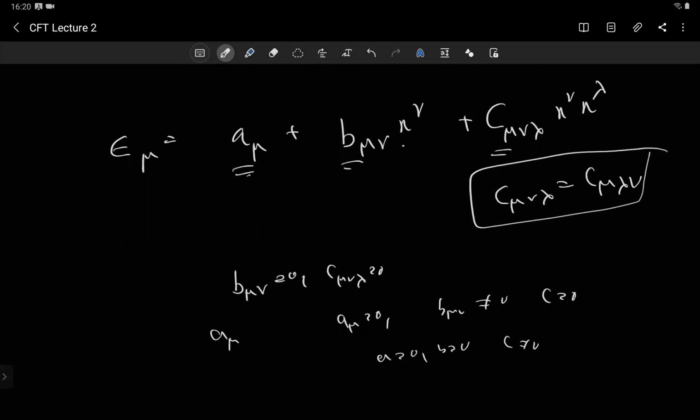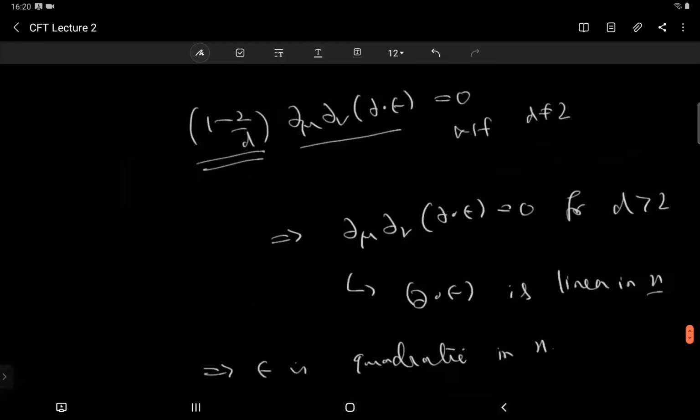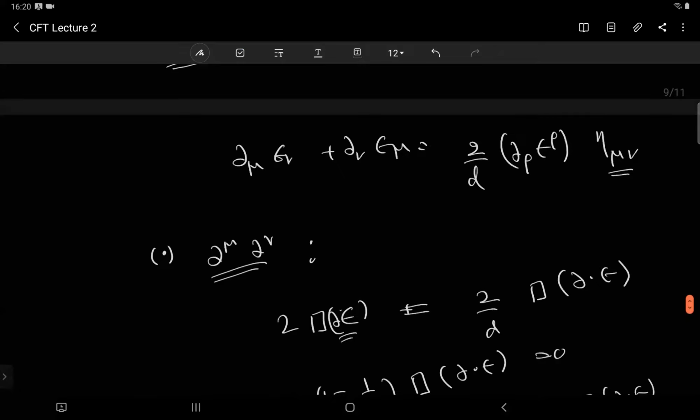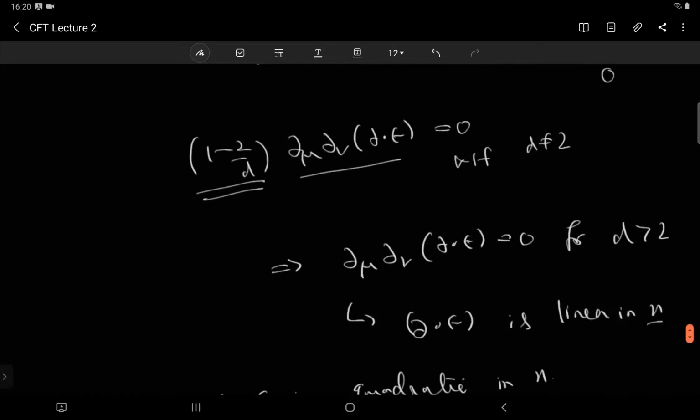So what we will do is first put B and C to 0, and put epsilon equal to A. If you put epsilon equal to A, then you see automatically it is satisfied for all A, because this is just a derivative. So there is no restriction on A.